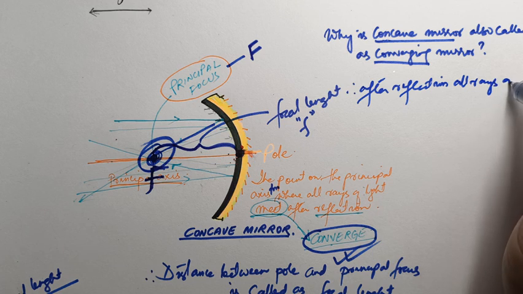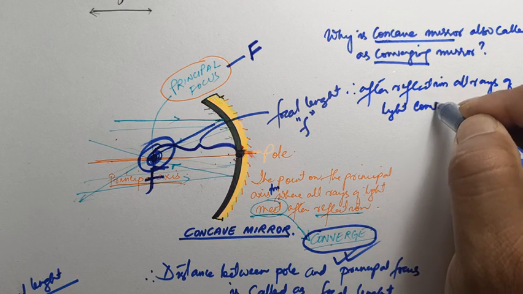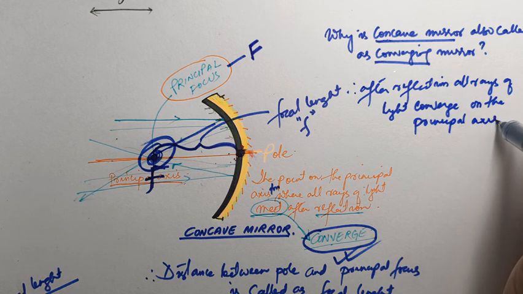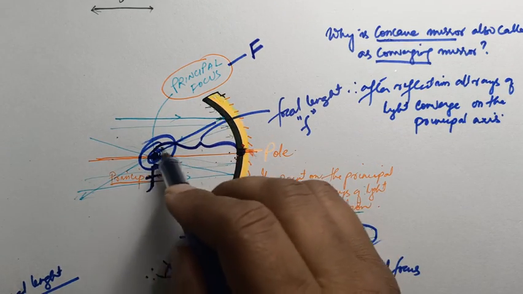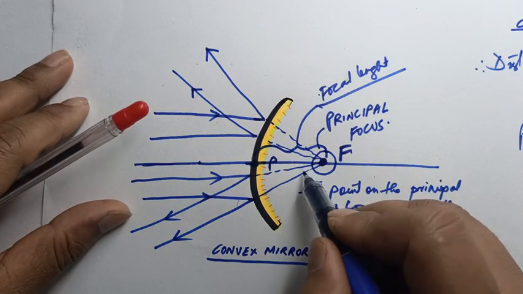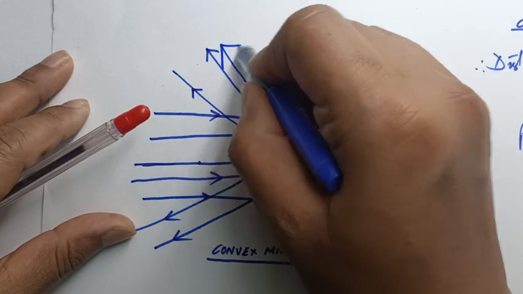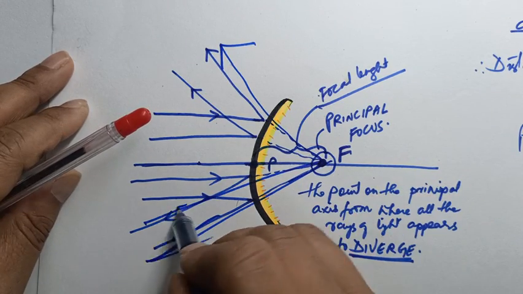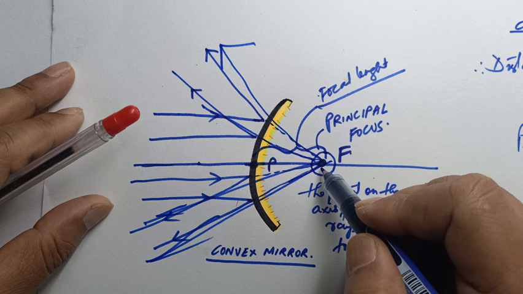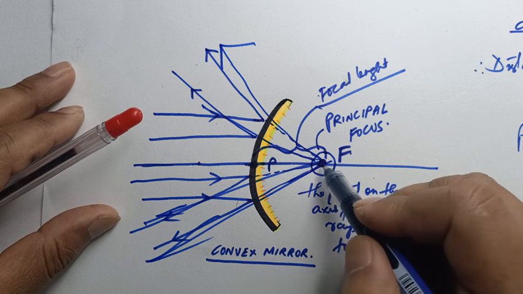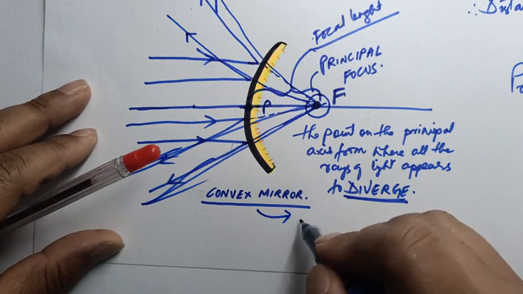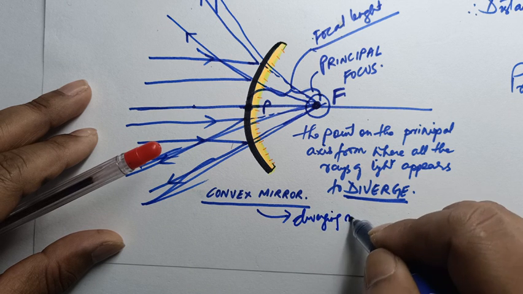Since all the rays of light after reflection meet or converge on the principal axis, a concave mirror is also called a converging mirror. Whereas if you look here, all the rays of light appear to diverge from this point, which is the principal focus. Since all the rays of light appear to diverge from a point on the principal axis, a convex mirror is also called a diverging mirror.